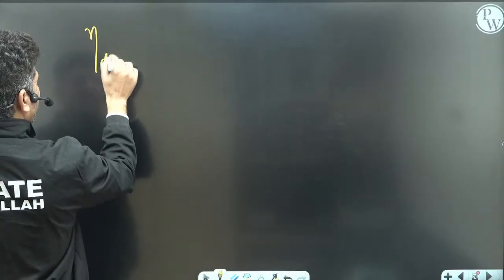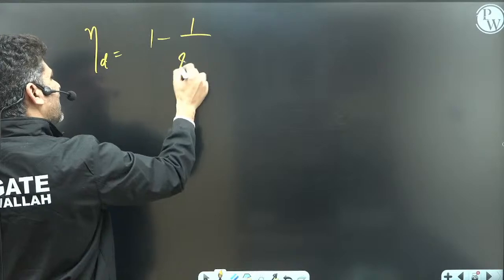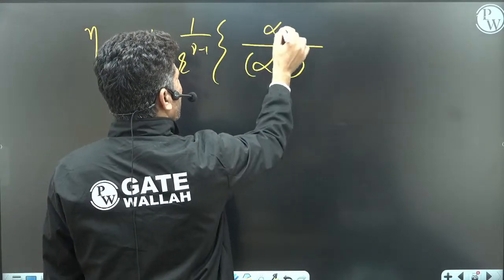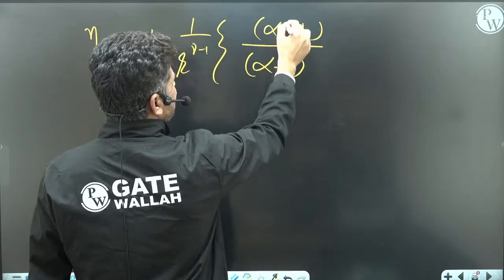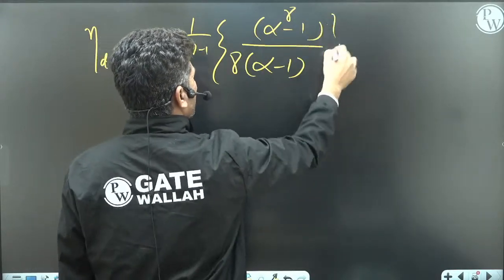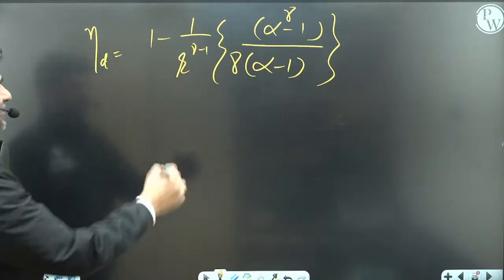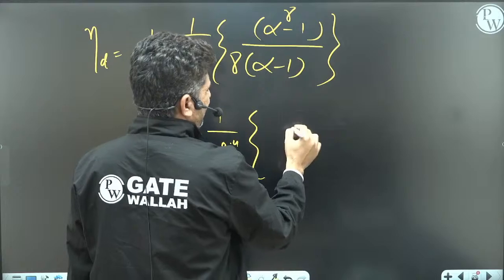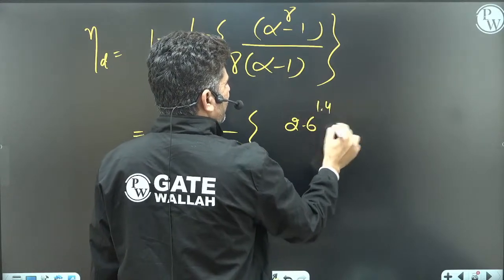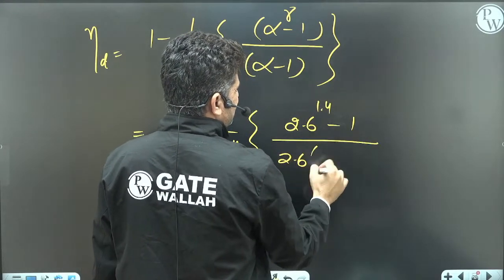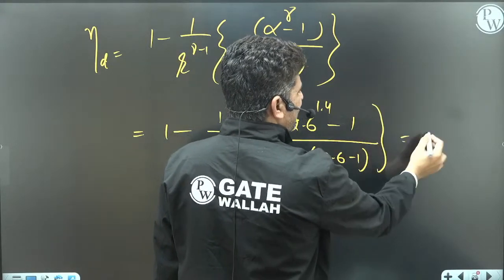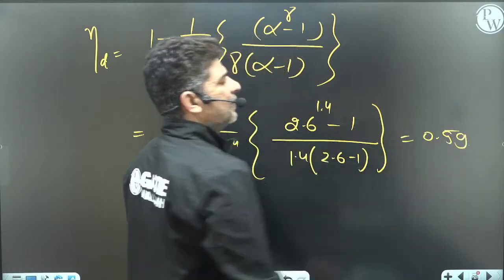Now once you have got the alpha, you can calculate the efficiency of diesel, that is 1 minus 1 over r to the power gamma minus 1. Diesel efficiency we know, how do we write? So alpha minus 1 we write like this, and alpha to the power gamma, and in the bottom gamma like this. So once you put the values, that is 1 minus 1 over 17 to the power 0.4 multiplied by 2.6 to the power 1.4 minus 1 divided by 1.4 multiplied by 2.6 minus 1, you will get the efficiency to be 0.596.